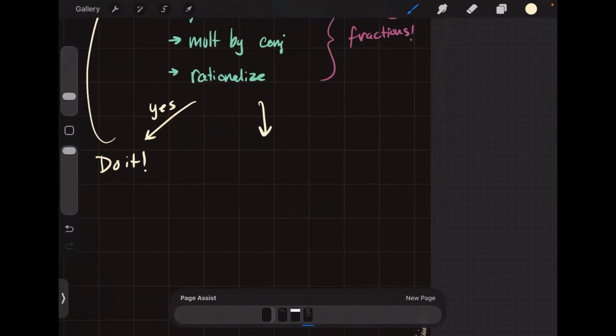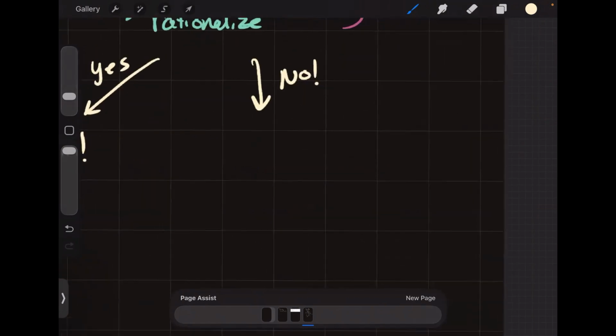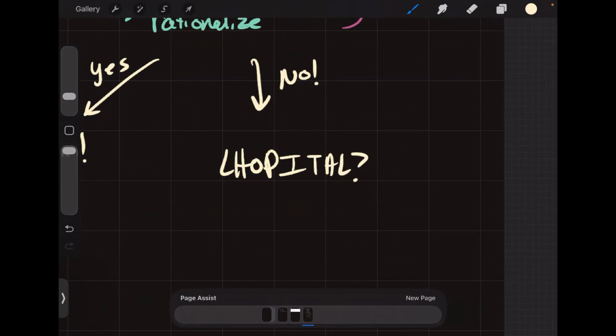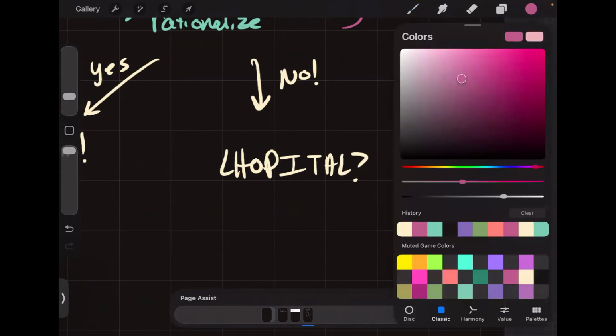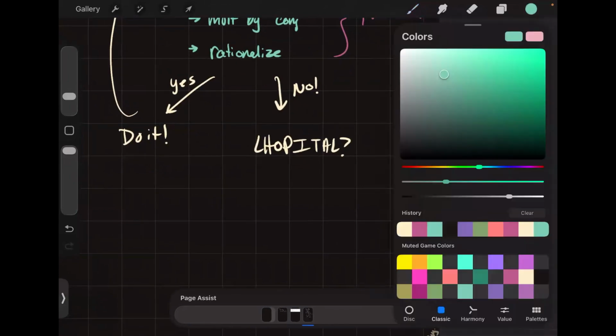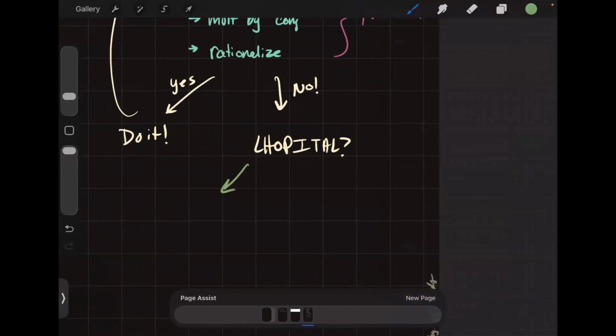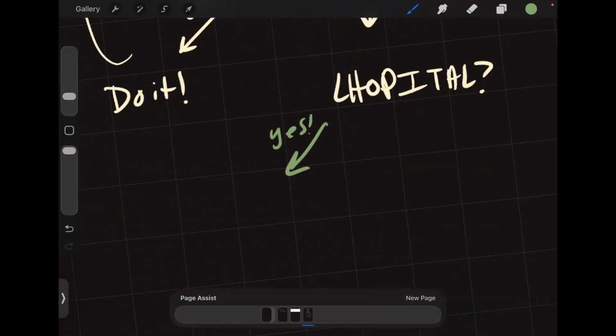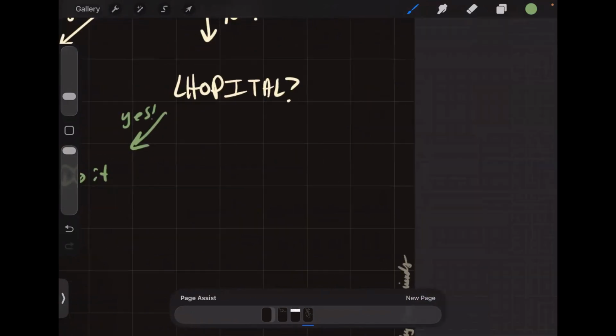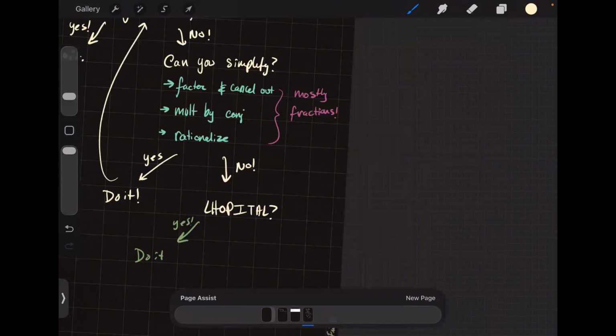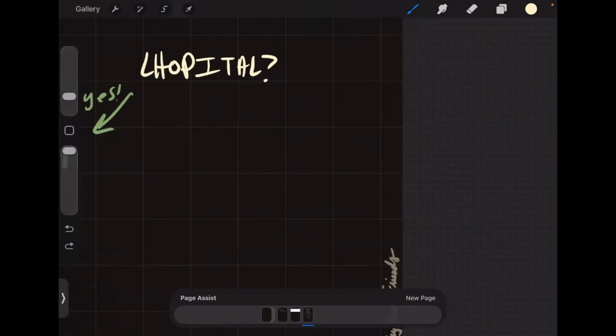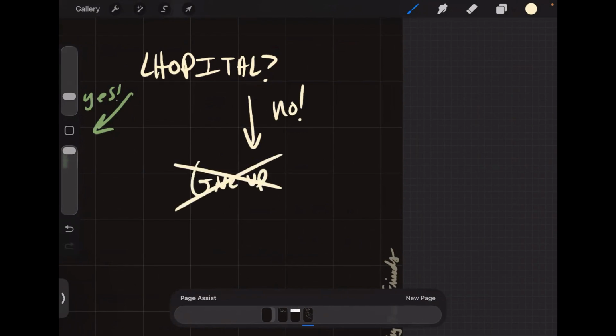If you cannot simplify anymore, can you L'Hopital it? This you're not allowed to do yet. So for now, the answer is going to be no. If you can L'Hopital it, do it. If you cannot L'Hopital it and you cannot simplify anymore, give up. No, I'm just kidding. The limit does not exist.